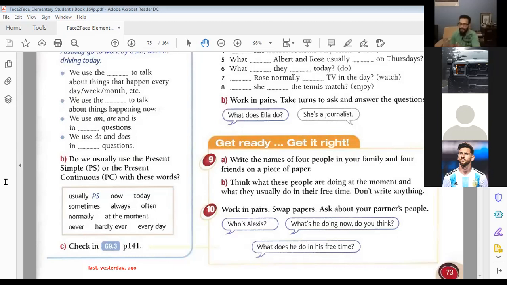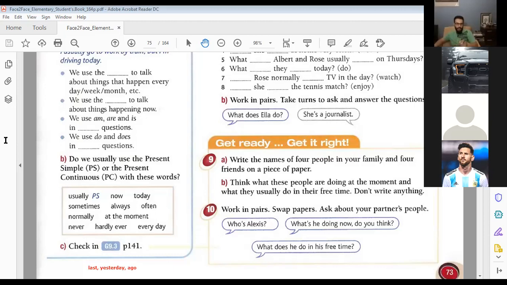Every. Yeah. Fact. Again, I didn't hear you. Fact. What's the spelling? Fact. For facts. You are talking about the uses of present simple, meaning the time phrases that go with it. Okay.